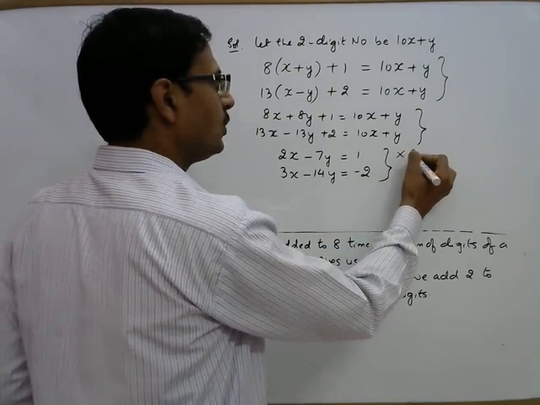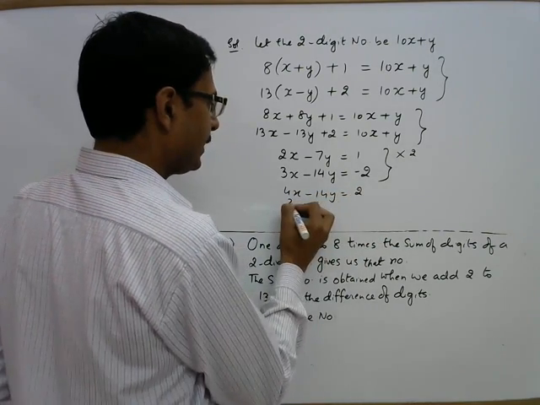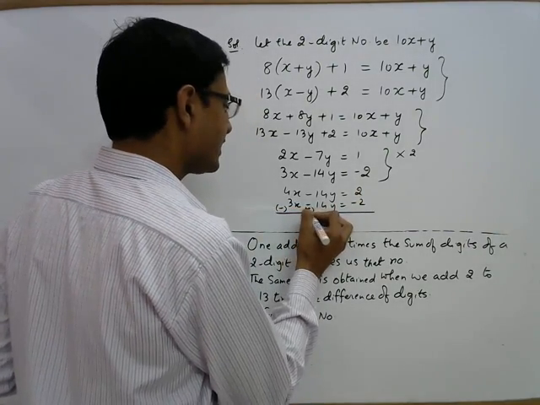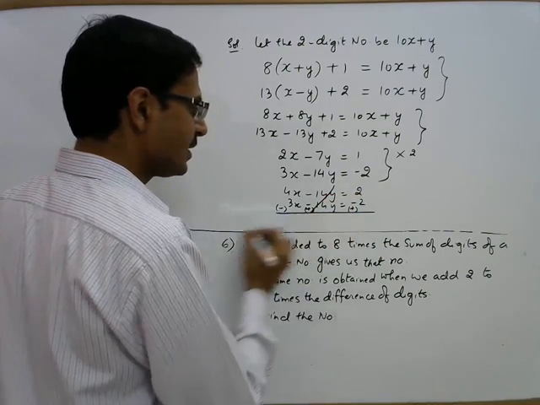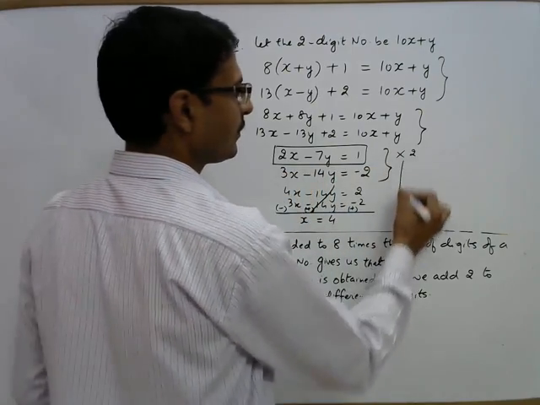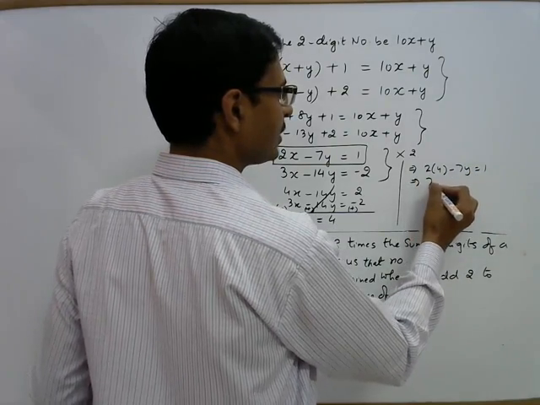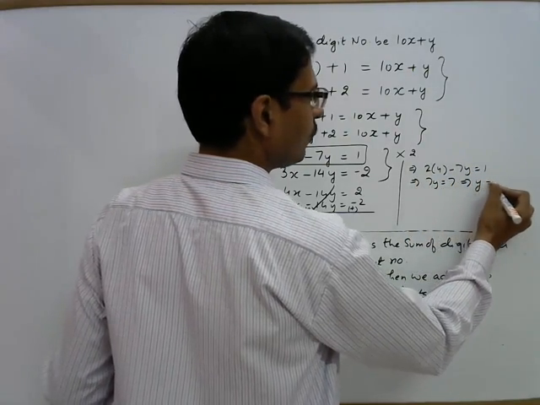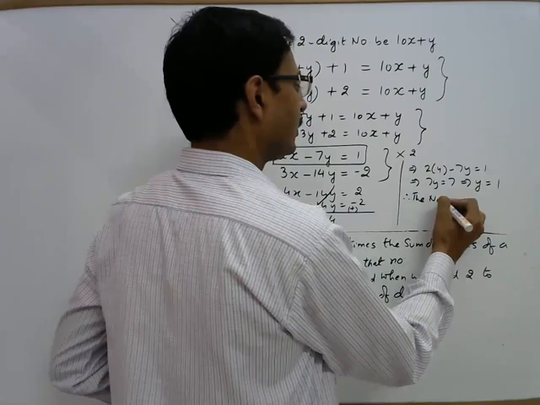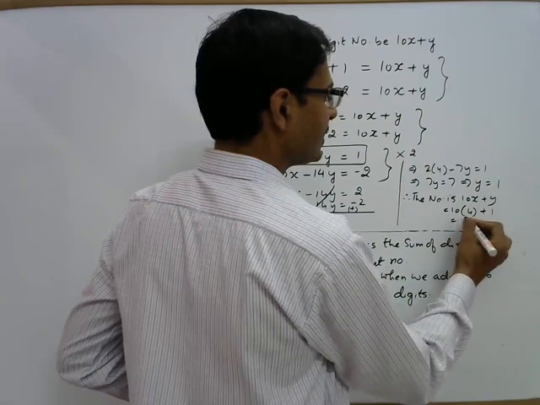So multiply this by 2, and you get another pair of linear equations: 4x minus 14y equal to 2, and 3x minus 14y equal to minus 2 is already there. You can just subtract because the signs are the same, so you need to change the sign, and it cancels. So x becomes 4. You can put the value of x in any of the equations. So 2x minus 7y equal to 1 gives you 7y equal to 7, y equal to 1. So once you have the values of x and y, the number is 10x plus y. Just put the values here: 10 into x, which is 4, plus y, which is 1. You get the answer as 41.